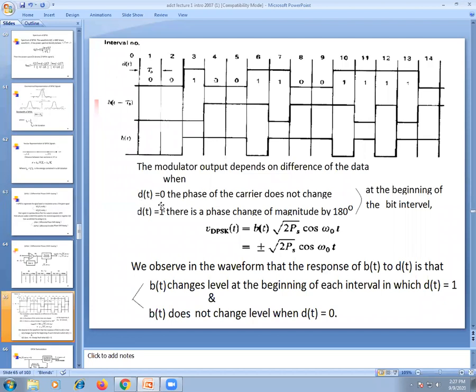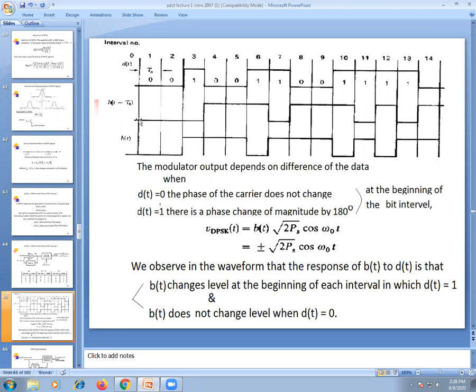When D of t is equal to 0, the phase of the carrier does not change. When D of t is equal to 1, there is a phase change of magnitude 180 degrees. If data is equal to 0, there is no phase change. If data is equal to 1, there is a phase change. So the output is V of BPSK of t equal to plus or minus root 2 Ps cos omega naught t. So now we observed in the waveform the response of V of t and D of t.